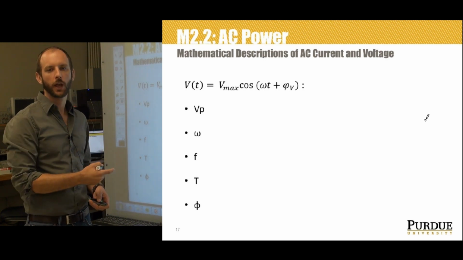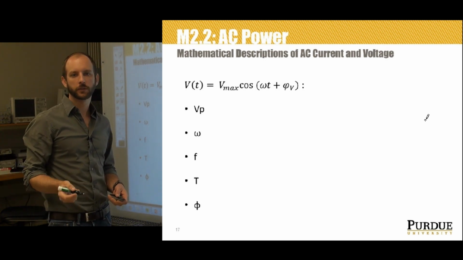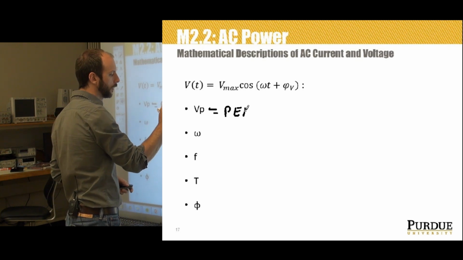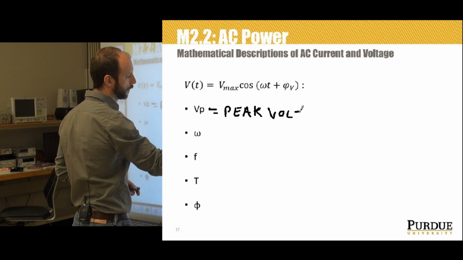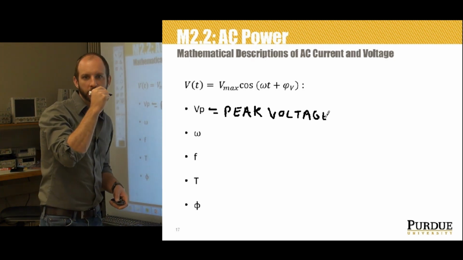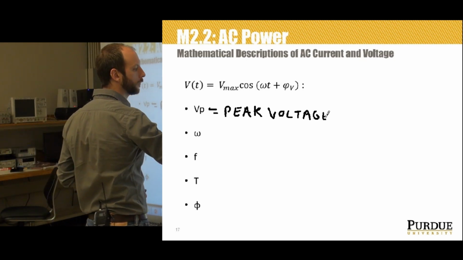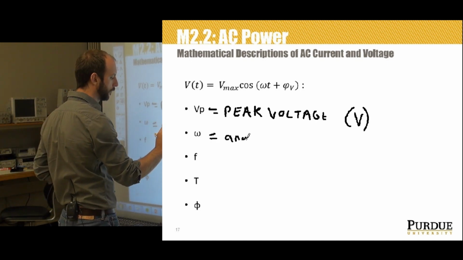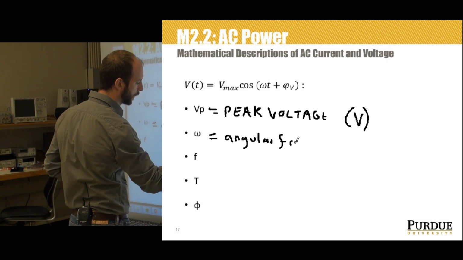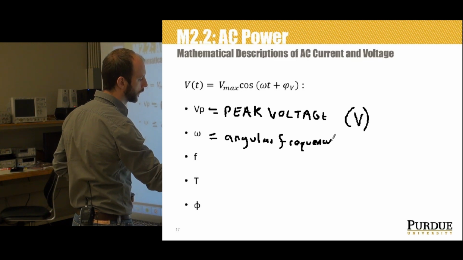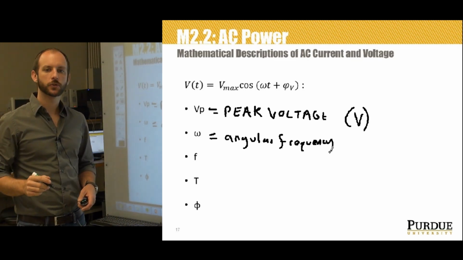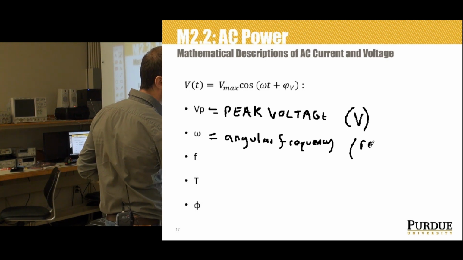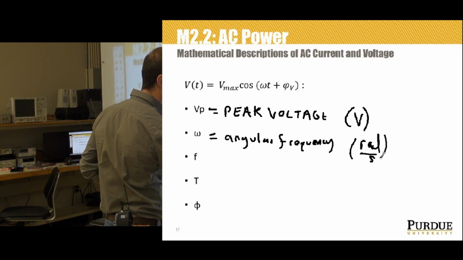So in summary, the voltage function v of t equals v max cosine of omega t plus phi sub v has the following parameters. V p, or v max, is equal to the peak voltage. This is the maximum amplitude of the sinusoid. Its units are volts. Omega is the angular frequency. What does omega measure? It measures the speed at which the sinusoidal function is oscillating. Its units are how many radians are traversed per second. Radians per second.